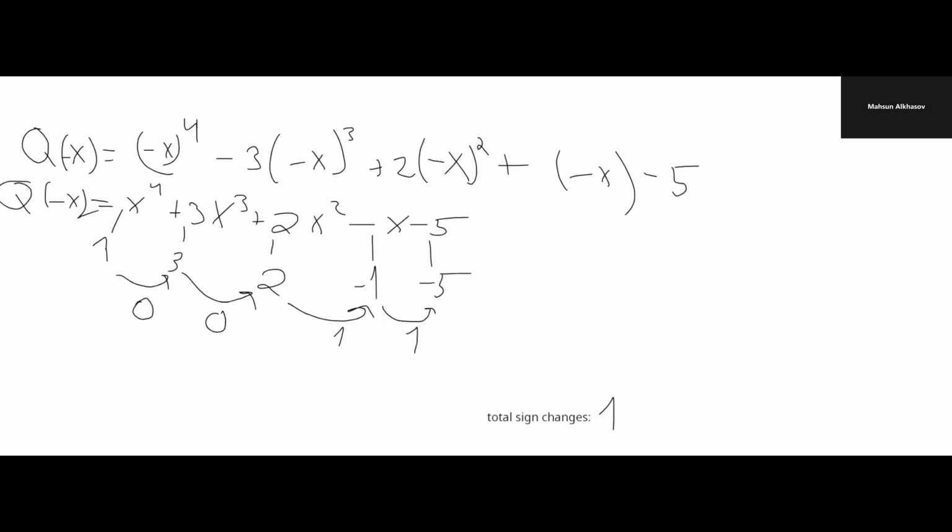Now, as we have a total of 1 sign change, we cannot subtract an even number from that, as we can't get a negative number of real roots, so we'll have one negative real root of this equation.